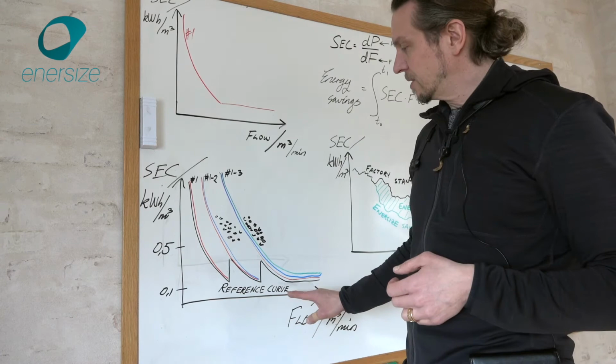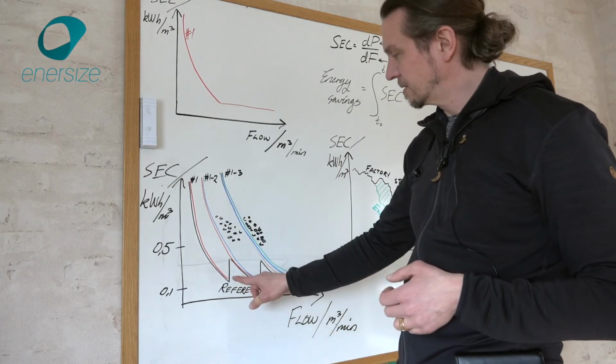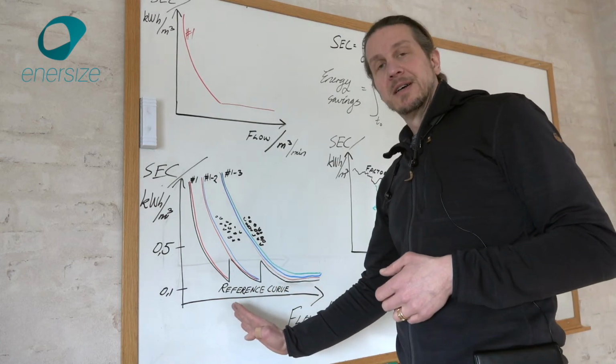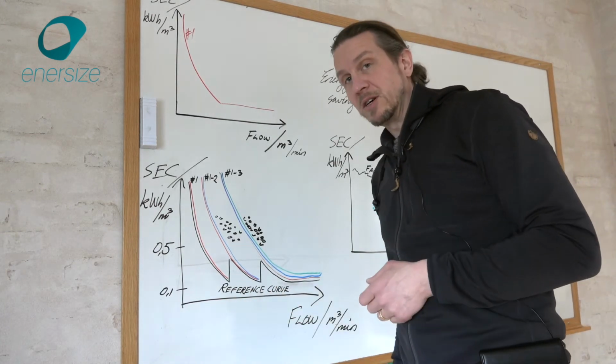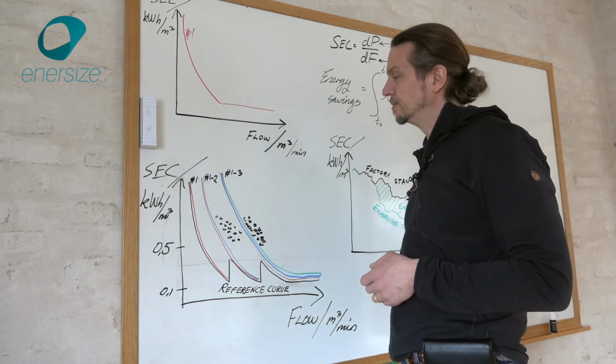Here we can create a reference curve for the SEC, like the black one here, where you see there are some bad places where, if we actually produce air like this, the specific energy consumption will not be that good. So this might be something to look into.